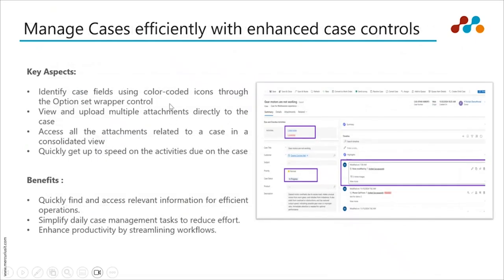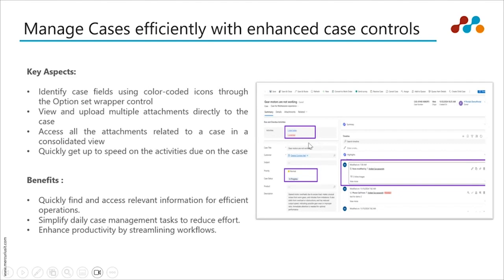Moving to the next update for customer service: manage cases efficiently with enhanced controls. With this new update, Microsoft has added new color-coded icons and new color-coded options in an option set for better field identification, making it quicker and easier for agents to manage their cases effectively. A separate activity section is also provided over here on the case form, where agents can easily keep track of their activities against this particular case.